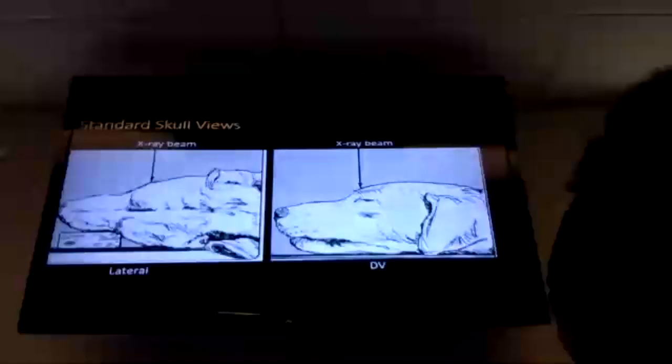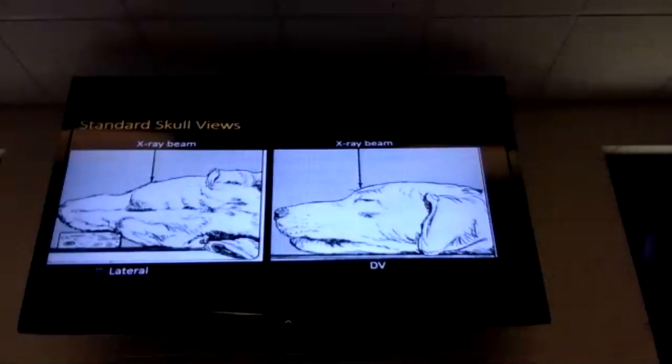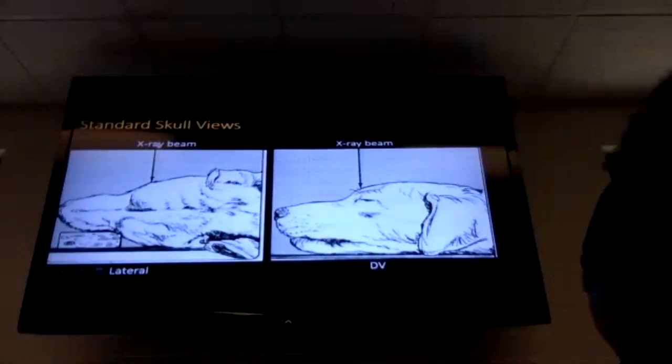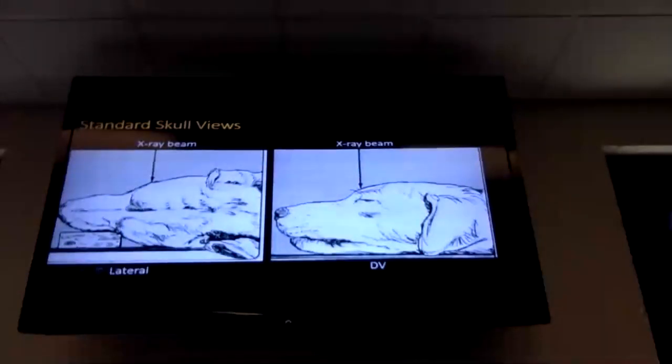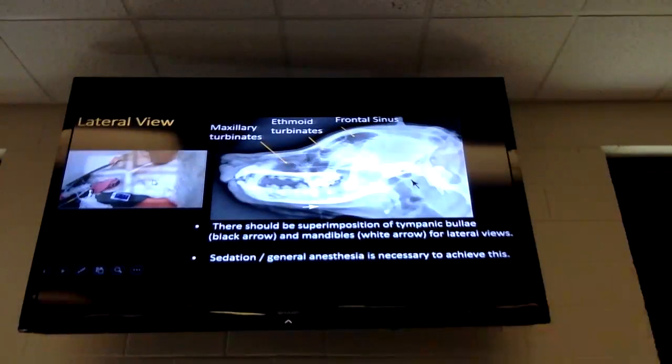So these are the standard views, and you can see here the patient is in lateral recumbency, and the x-ray beam is going through the thickest portion of the skull. And this is the dorsoventral view, and the x-ray beam is going dorsally and then down through ventrally. Okay? And this is how we position it. Like I said, lateral recumbency, and you focus on the thickest part of the skull, and then this is what you get. Make sure that the mandibles on both sides are superimposed.